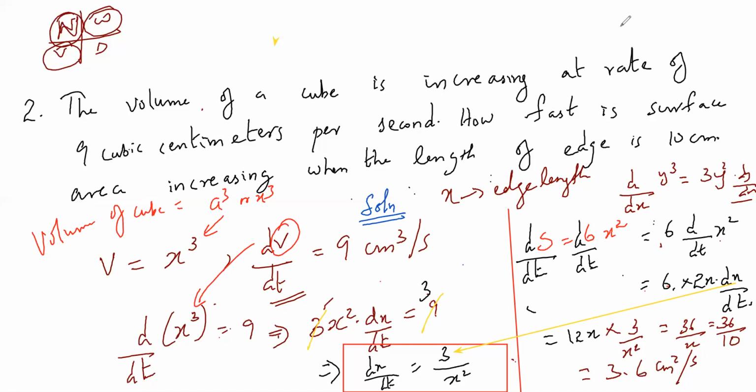Yes. So guys, why did I differentiate with respect to time? Because the question here is, how fast is surface area increasing? But the important thing is that I should know the surface area formula for the cube. That is dS by dt. Surface area is 6x square and I differentiate with respect to t because it should be d by dt of surface area. That's all.